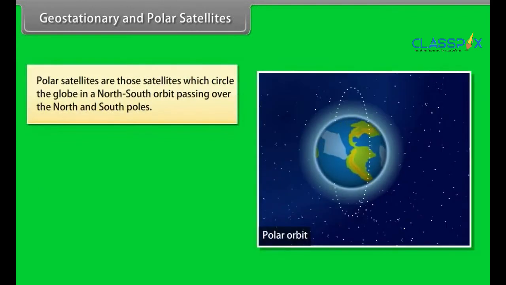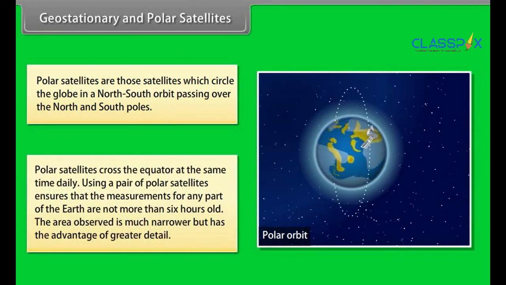Polar satellites are those satellites which circle the globe in a north-south orbit, passing over the north and south poles. Polar satellites cross the equator at the same time daily. Using a pair of polar satellites ensures that the measurements for any part of the Earth are not more than 6 hours old. The area observed is much narrower, but has the advantage of greater detail.